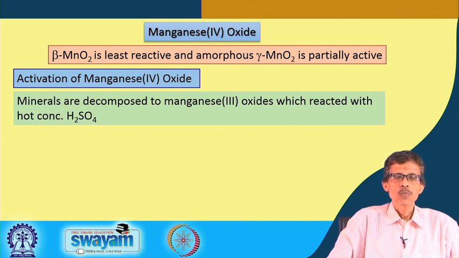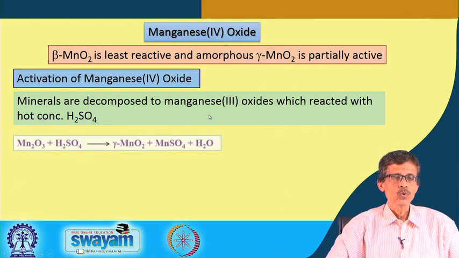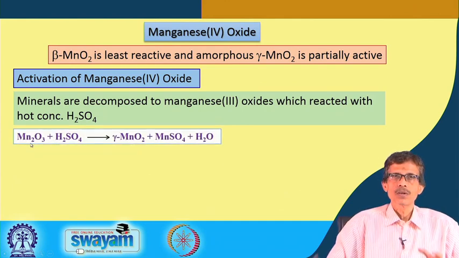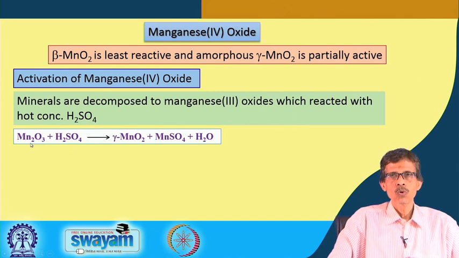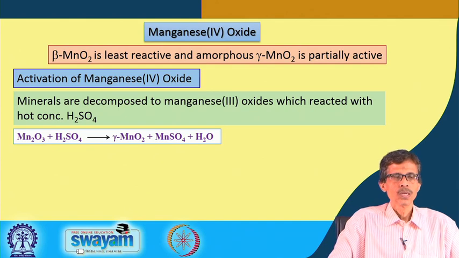Minerals are decomposed first to manganese 3 oxides, which is then reacted with hot concentrated sulfuric acid. The trivalent oxide is not the MnO we have seen just now, but it is Mn2O3, like Fe2O3. Now this Mn2O3 will be reacted with sulfuric acid, and this process gives you one particular form quite easily, the gamma form, not the beta form or any other form.